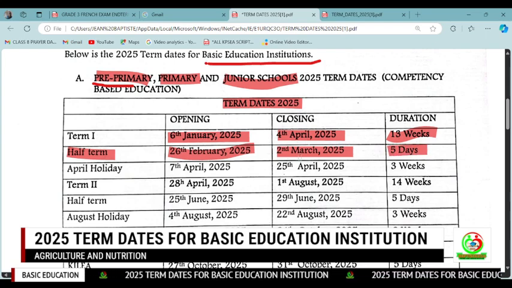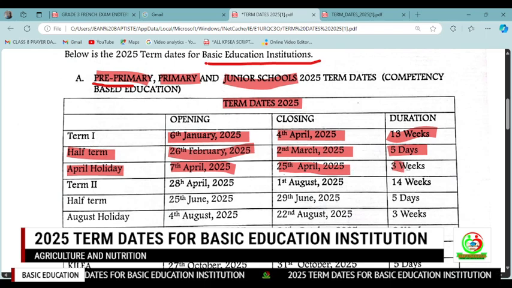Then we shall also have the April holiday, where we rest for Easter and so on. It will start on 7th April and end on 25th April 2025. Those are a good 3 weeks for resting.